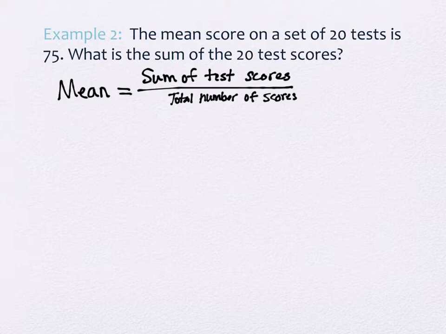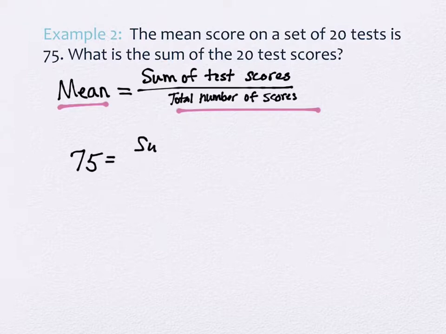Which of these three pieces of information do you know? Yeah, you know the mean and the number of scores. And as long as you know two of them, you can find the third. The mean is what? 75. I need a sum up here, so I'm going to just put that right there. And then what is the number of scores? 20.